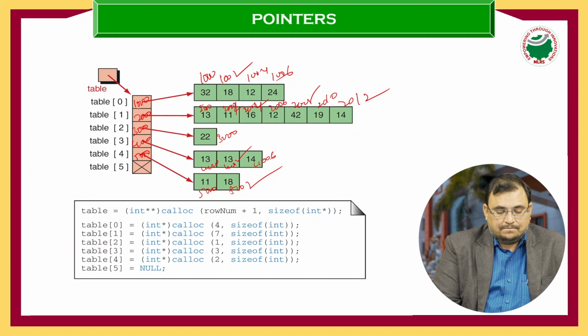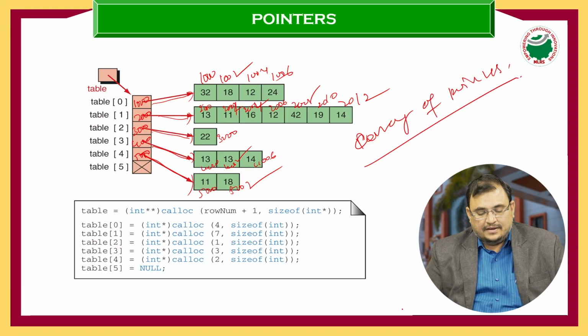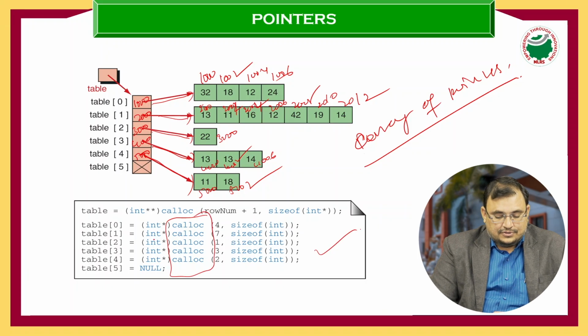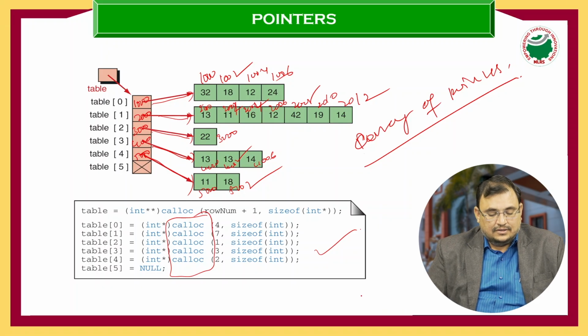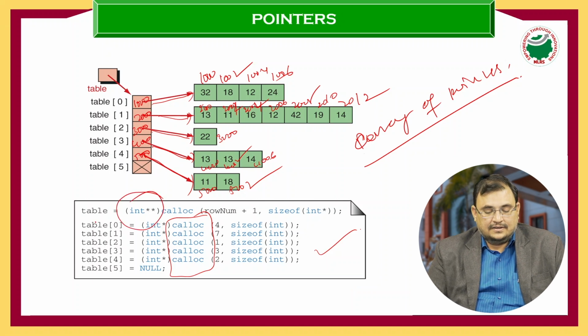So each element of the table is pointing to another array's starting address. This concept is called array of pointers. So the problem of ragged arrays can be avoided here using the concept of array of pointers. Here this is allocating memory dynamically using the calloc function. So we are allocating memory for an array of pointers. They return pointer to pointer.